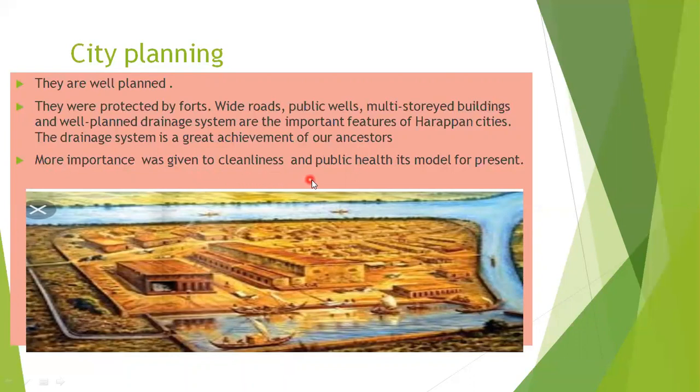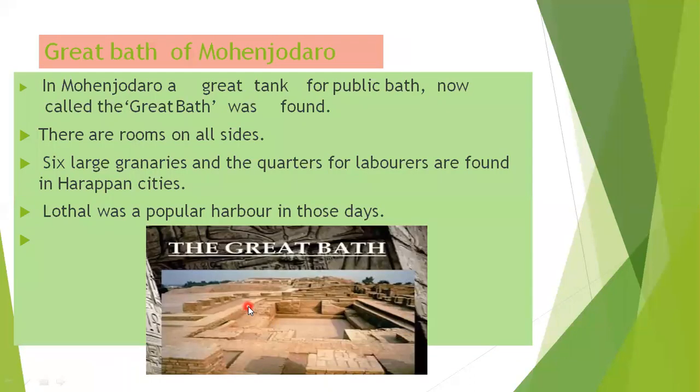More importance was given to cleanliness. The Harappa civilization gave great prominence to cleanliness and public health. It is a model for the present situation also. And the Great Bath of Mohenjo-daro: a great tank for public bath. This is known as the Mohenjo-daro great tank, but later it was considered a public bath. There are rooms on all four sides. The water is not there now, but we can see the rooms on the four sides.